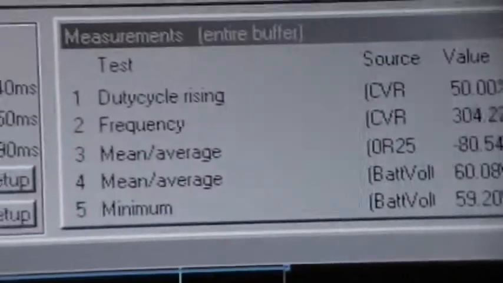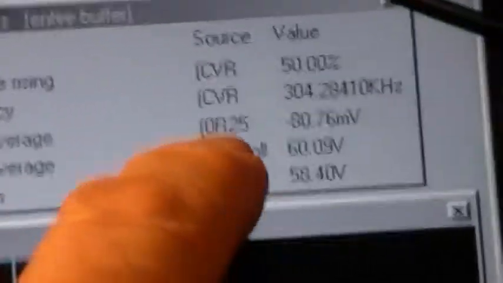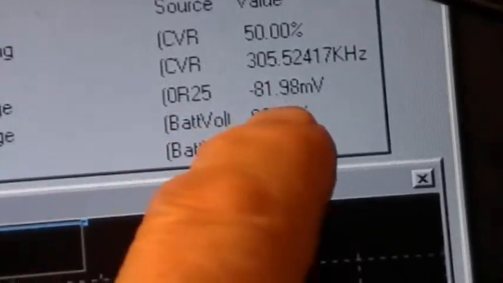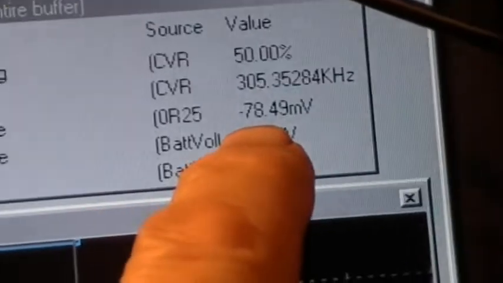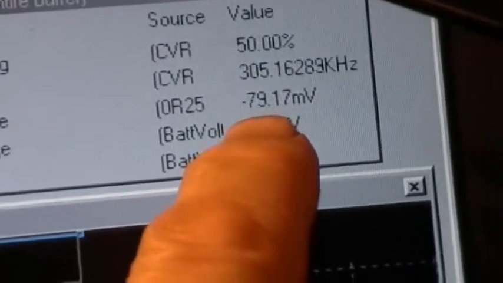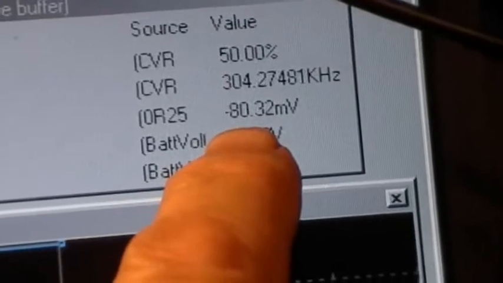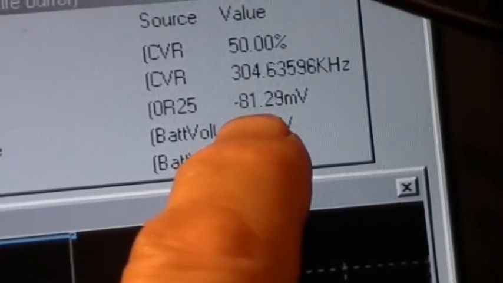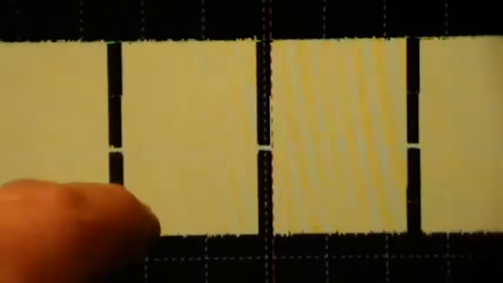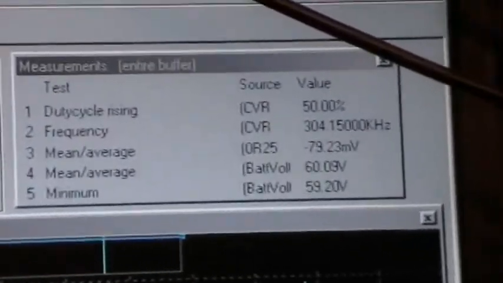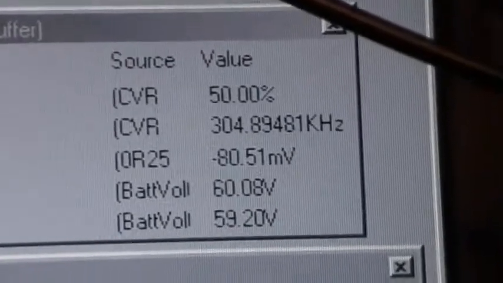And here where it says mean average R25, minus 81, 80, 78. Okay, let's just call it 80 millivolts there. And it's a minus because the trace is actually inverted because of the way the current sense works on this board. But let's say we're indicating a mean average of about 80 millivolts.